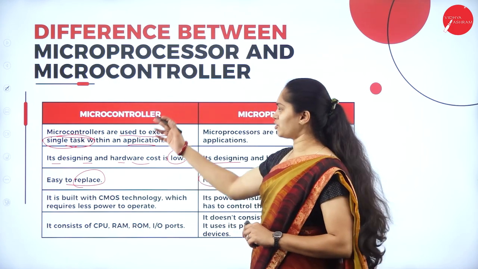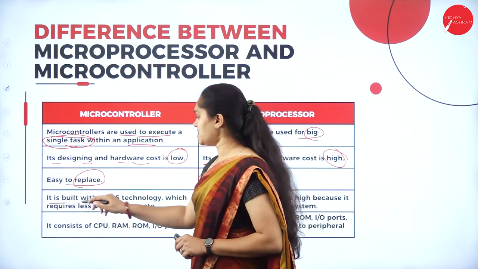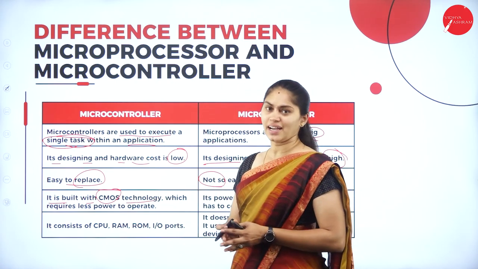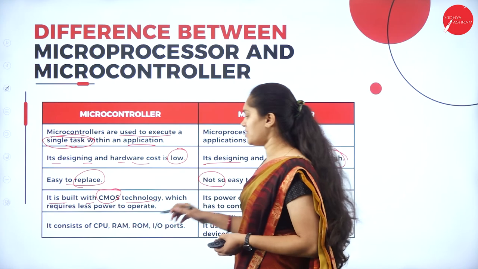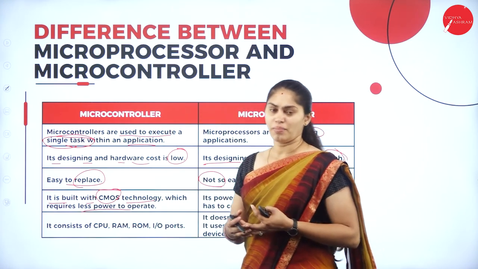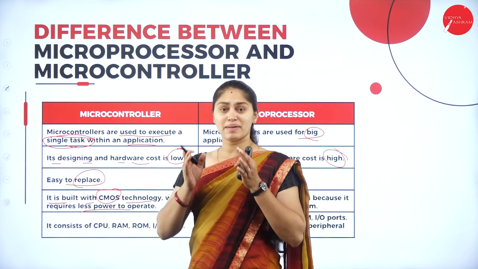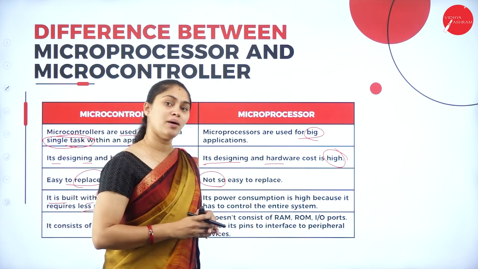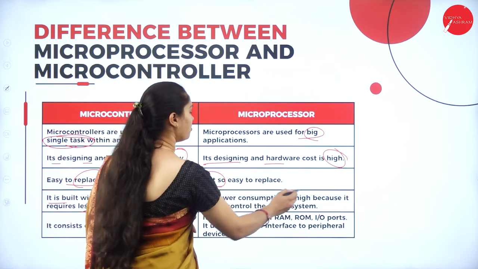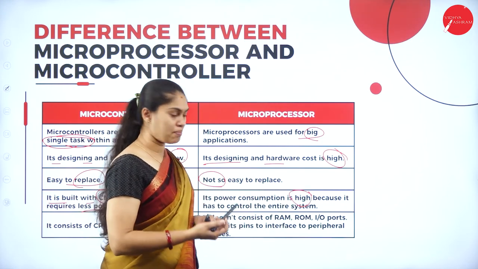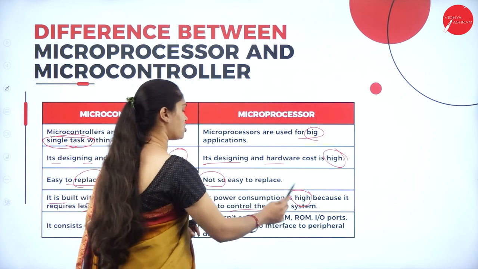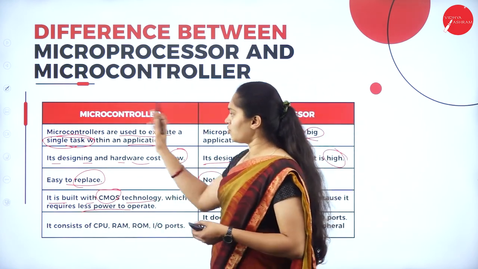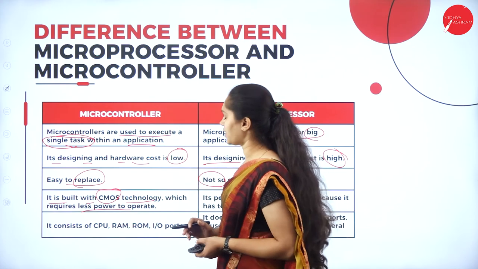We'll see the next point of this microcontroller here. It is built with CMOS technology, that is complementary metal oxide semiconductor, which is going to consume less power in order to operate. So it needs to operate only a specific task or a specific application, but that is not the case with a microprocessor. It is going to consume high electricity. Why? Because it has to control the entire system. That's why power consumption will be high when we compare a microprocessor with a microcontroller.